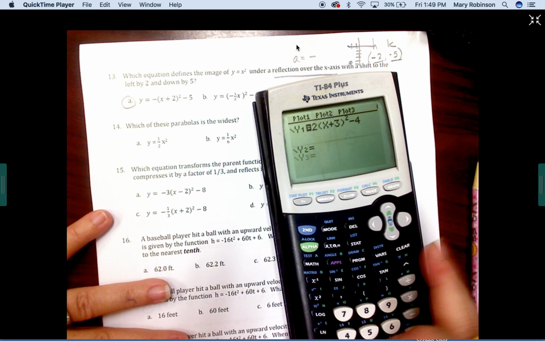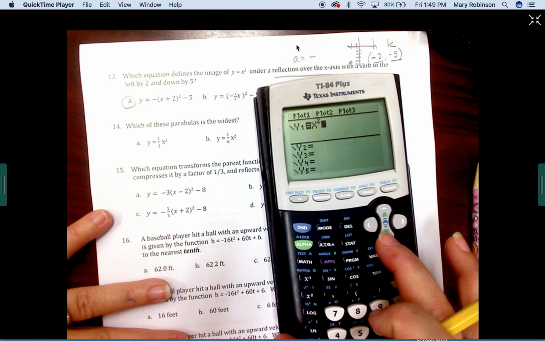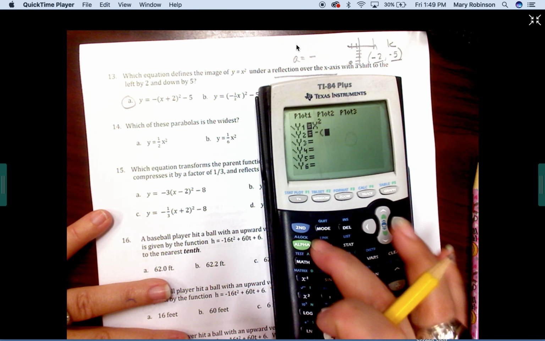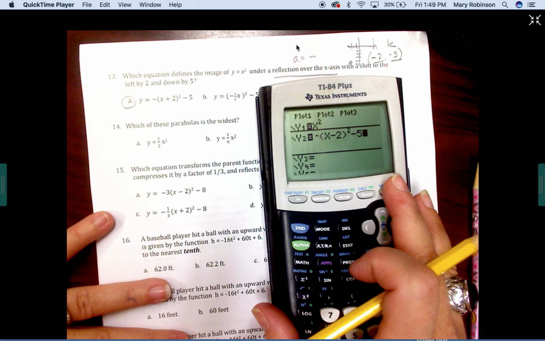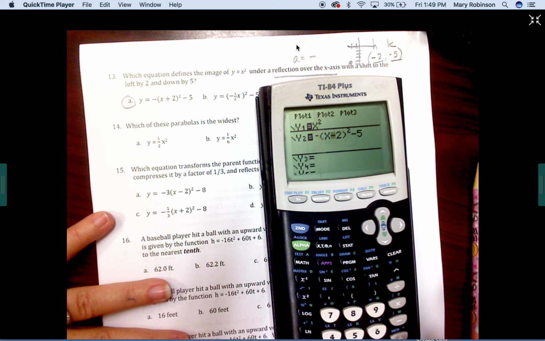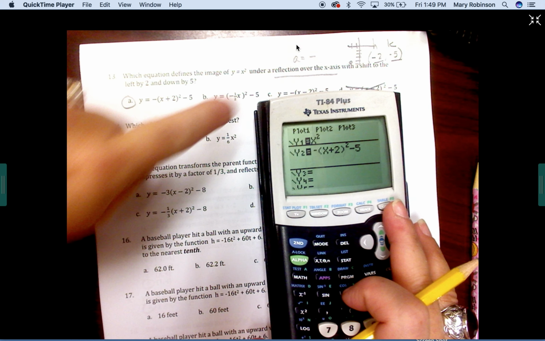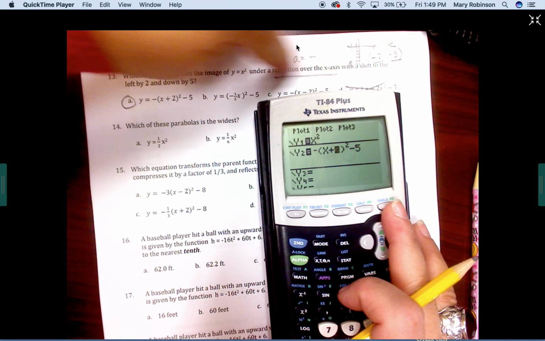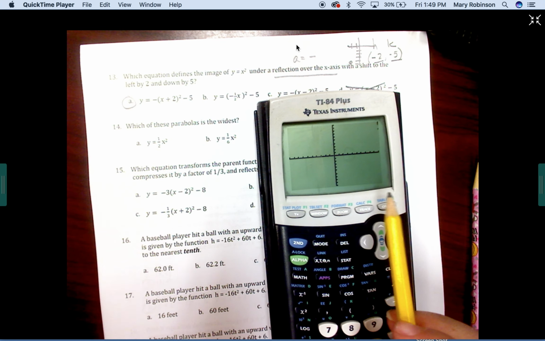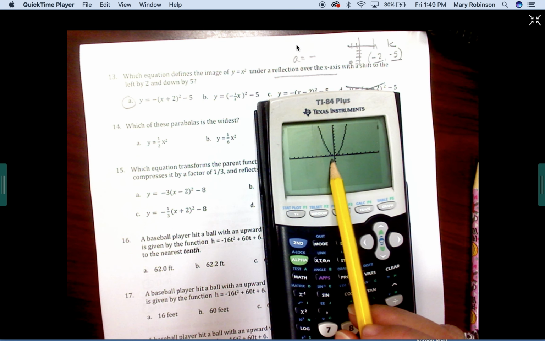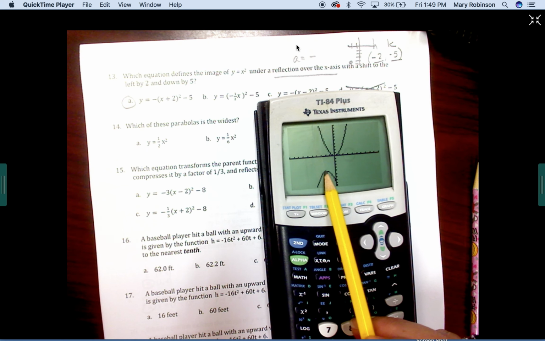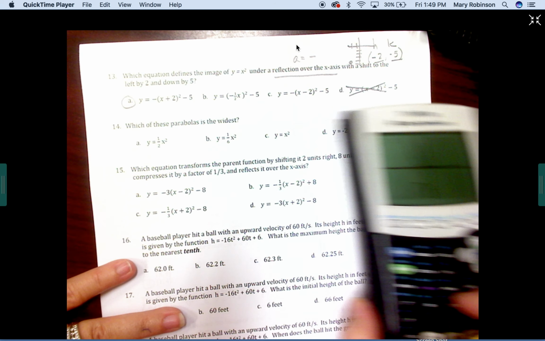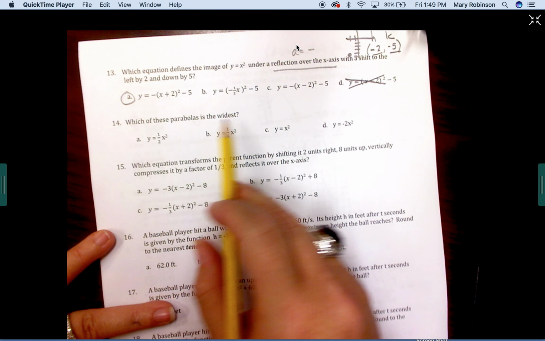So let's see. If I compare that to x squared and type in my answer choice here, I'm looking to see if it makes it flip over and then go left 2, down 5. Here's my parent function. Left 2, down 5. Yep, left 2, down 5, and it opens down. So A is correct.